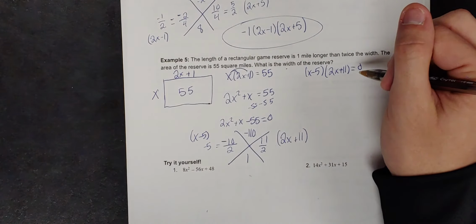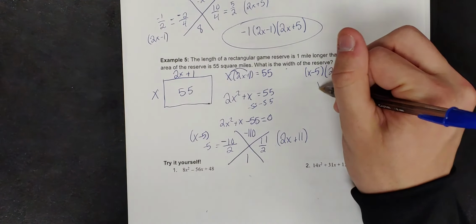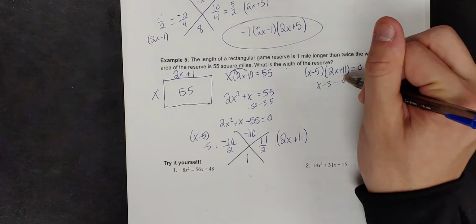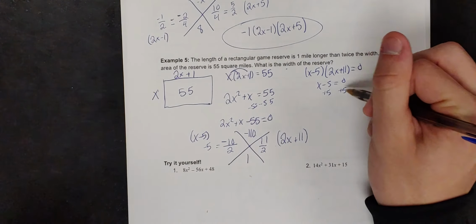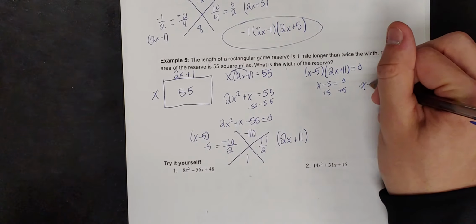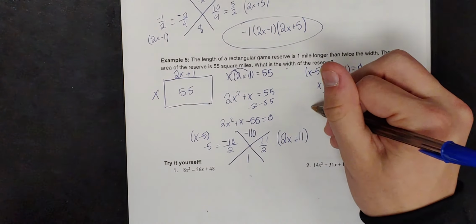I'm going to solve for x now. So x minus 5 equals 0. I'm going to add 5 to both sides, so I get x equals 5. That's my first solution.